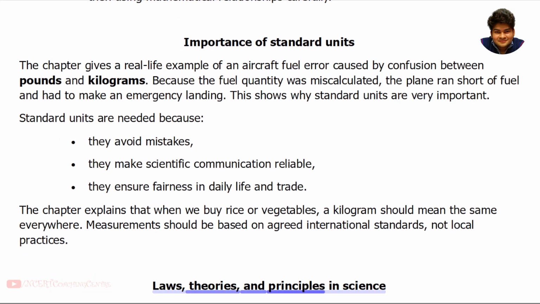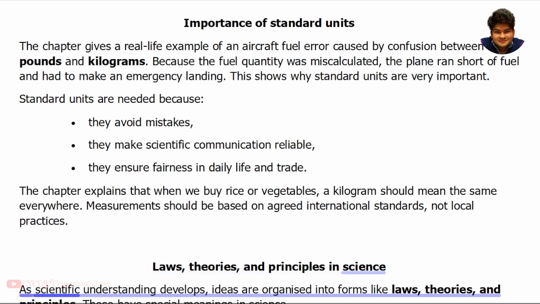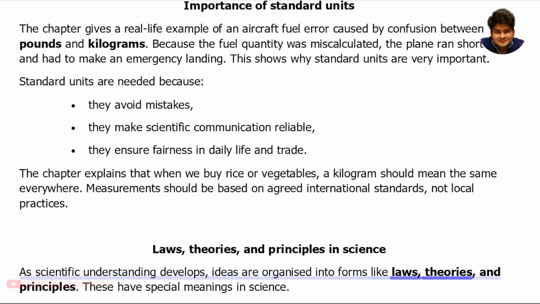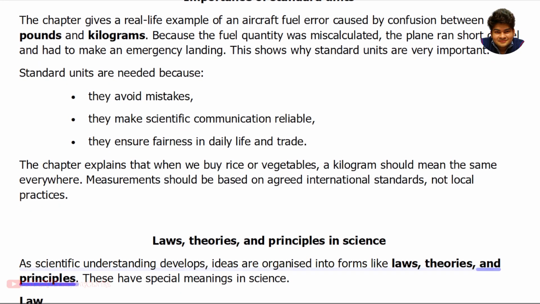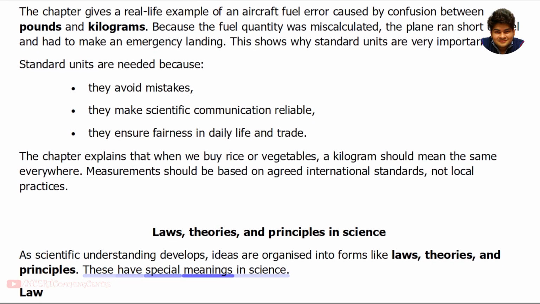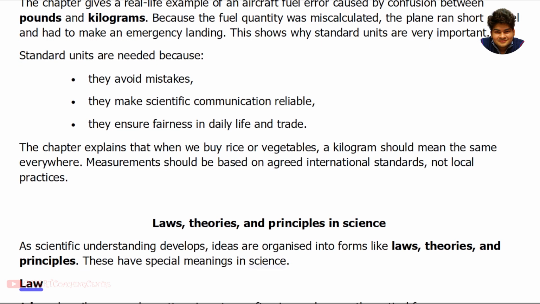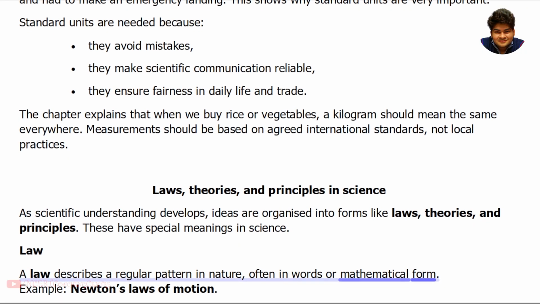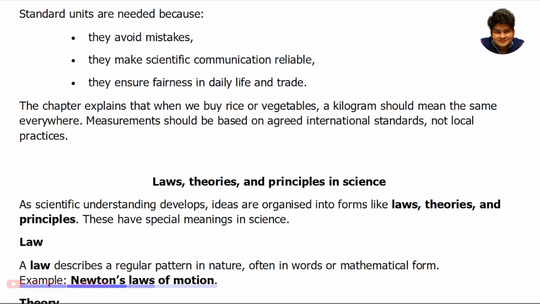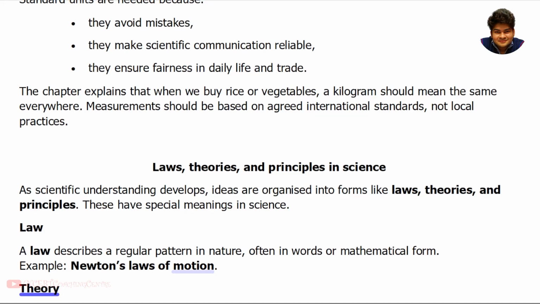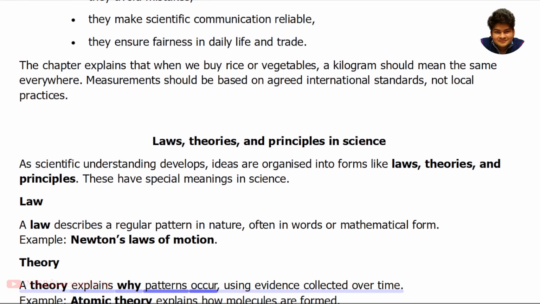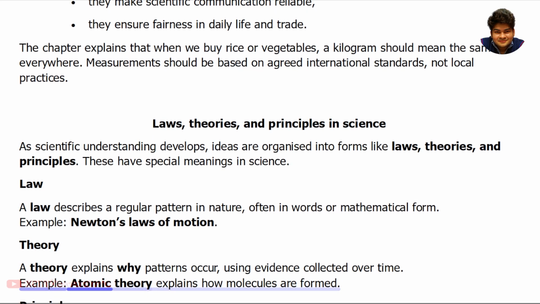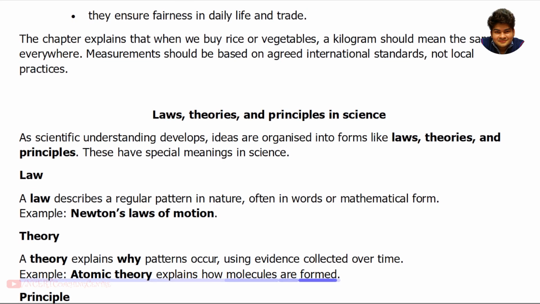Laws, theories, and principles in science. As scientific understanding develops, ideas are organized into forms like laws, theories, and principles. These have special meanings in science. Law: a law describes a regular pattern in nature, often in words or mathematical form. Example, Newton's laws of motion. Theory: a theory explains why patterns occur, using evidence collected over time. Example, atomic theory explains how molecules are formed.